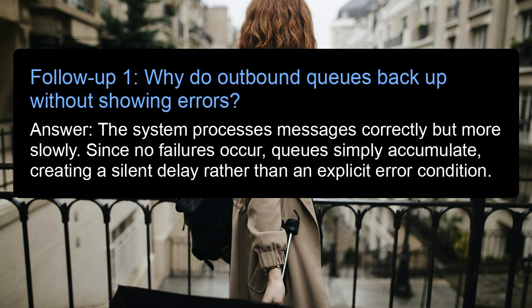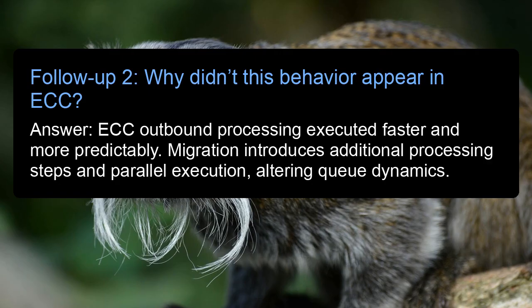Follow-up 1. Why do outbound queues back up without showing errors? Answer: the system processes messages correctly but more slowly. Since no failures occur, queues simply accumulate, creating a silent delay rather than an explicit error condition. Follow-up 2. Why didn't this behavior appear in ECC? Answer: ECC outbound processing executed faster and more predictably. Migration introduces additional processing steps and parallel execution, altering queue dynamics.